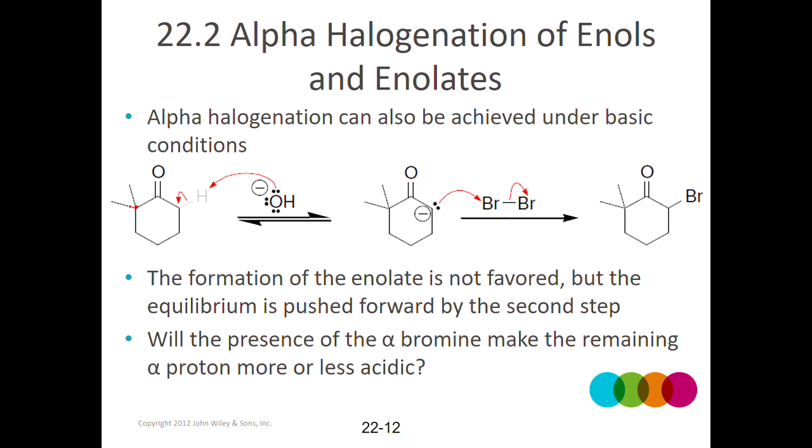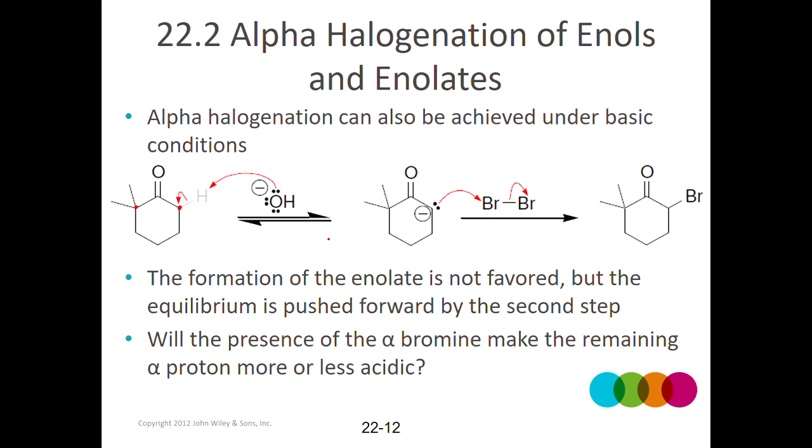So anytime I have a base reacting with a carbonyl compound, I want to check both alpha carbons to see which one the base might be more able to pick a proton off of. And if there's no proton there, then obviously I'm not worried about the reaction occurring over there. I'm worried about the reaction occurring where the base picks off an alpha proton.